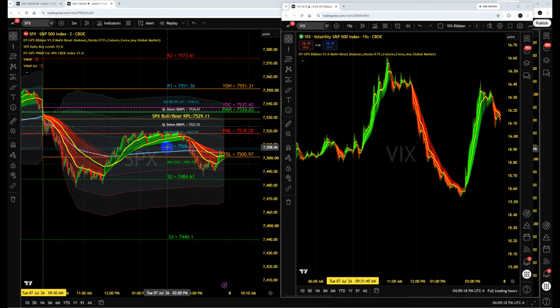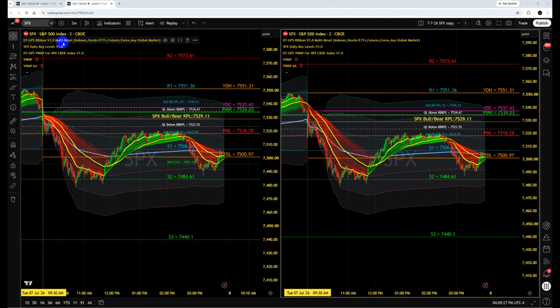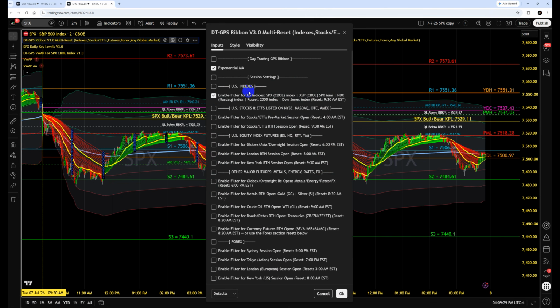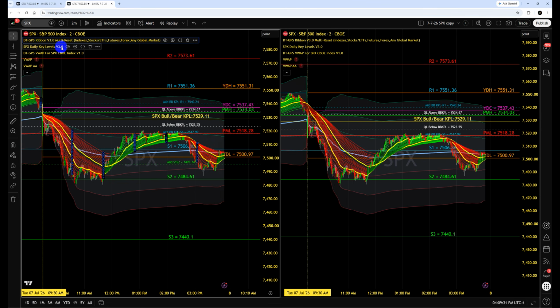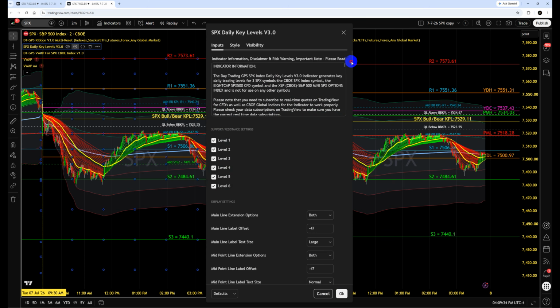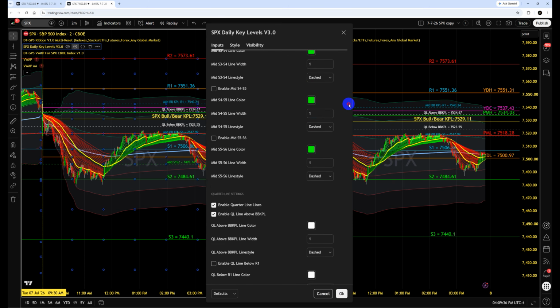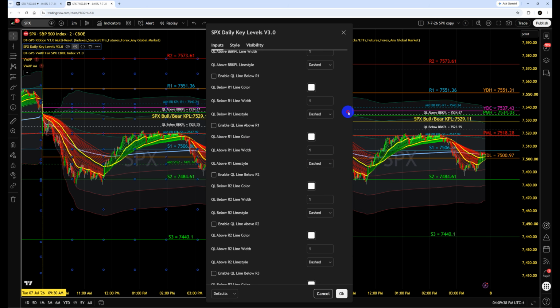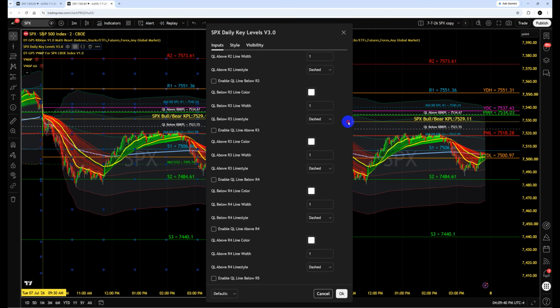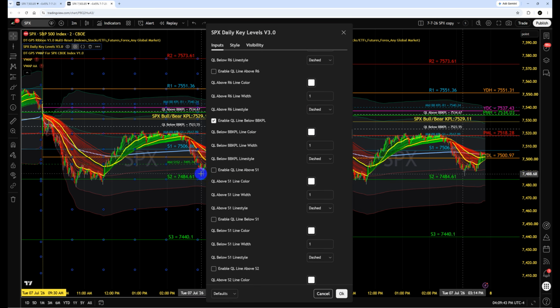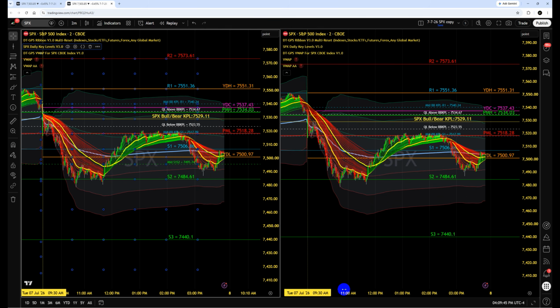So for example, a bearish trade off of S1, you would simply go in and turn on, we'll go ahead and get rid of this VIX chart here. You simply just go in, as an example, on the daily key levels, you go down to the QL levels and QL above S1. And that would be your tight stop loss in a bearish trade.